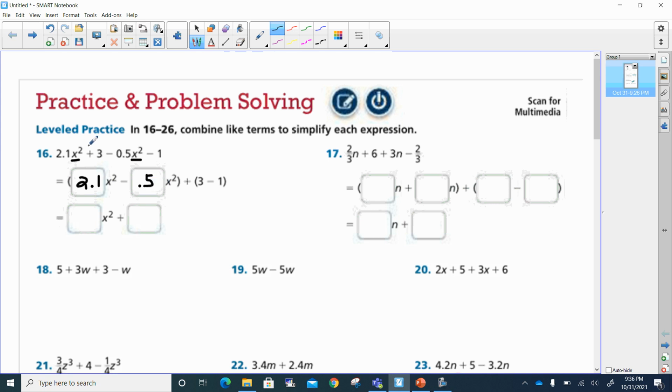And now we see we have 3 minus 1. There's 3 minus 1. So now we just have to combine these two, and 2.1 minus 0.5, that's going to give me 1.6 x squared, and 3 minus 1, that's 2. All right, I got number 18.